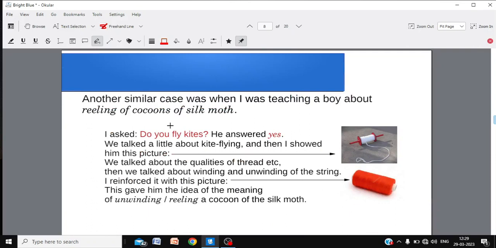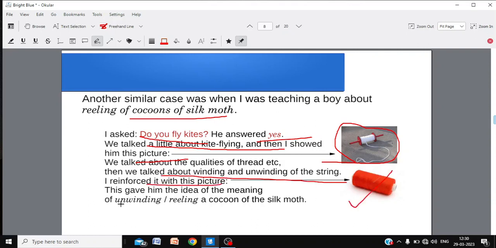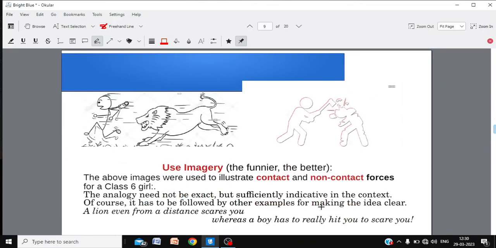Another similar case was when I was teaching a boy about reeling of cocoons. He was unable to understand the meaning of reeling. So I asked, do you fly kites? Yes, that was the answer. We talked a little about kite flying and then I showed him this picture, the reel when you fly a kite. We talked about winding and unwinding of the string and I reinforced it with this picture. And then we gave the idea of unwinding or reeling of a cocoon.